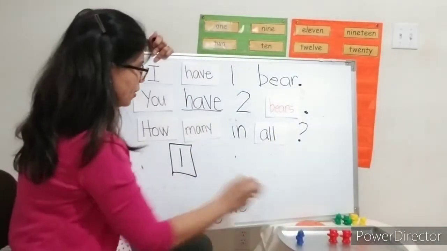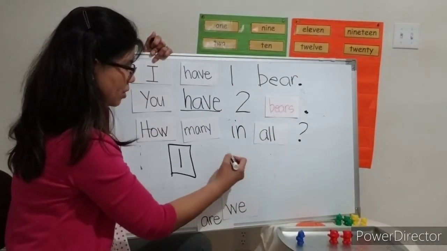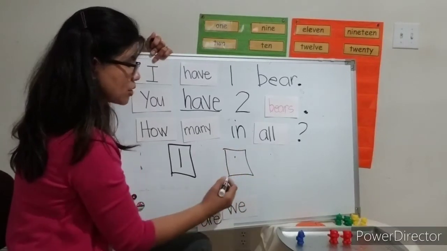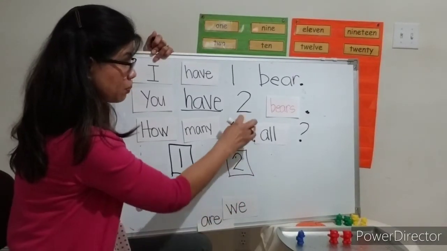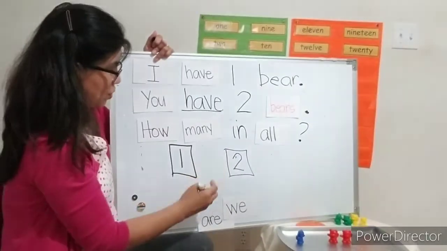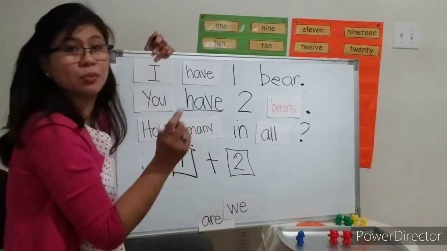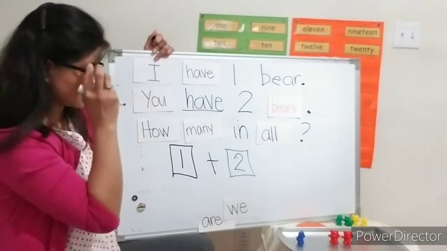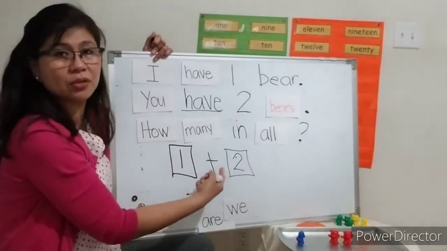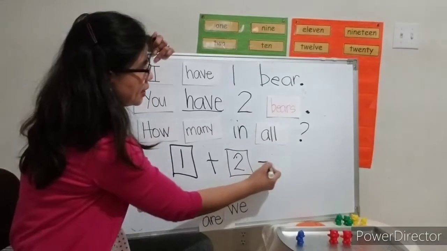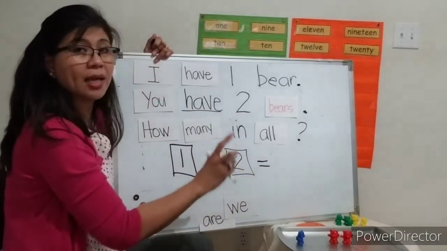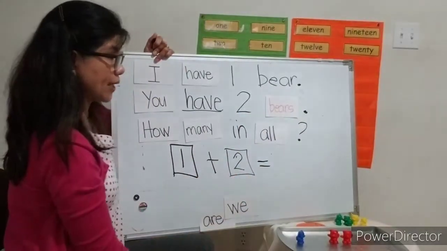1 bear. Okay. And how about the red bears? How many red bears do I have? I have 2 because the problem says it. Okay, so 2. And what symbol do we need to use? We need to use the plus sign, because when we plus, we put them together. Okay, when you add, we use the plus sign. And the equal sign is what you write before you write the sum.